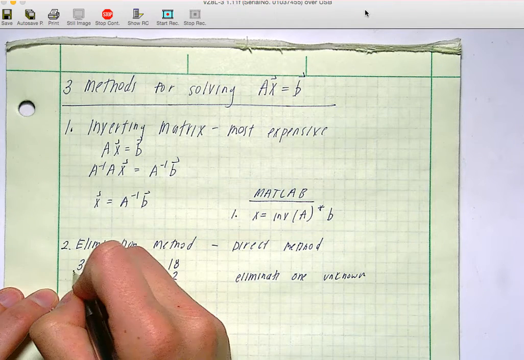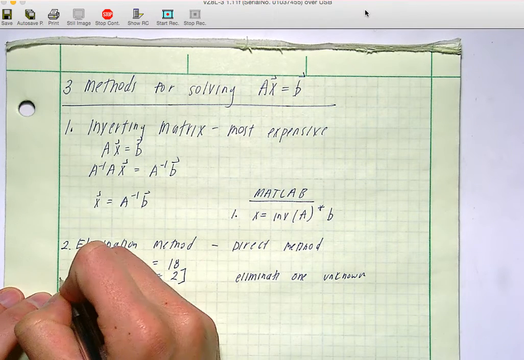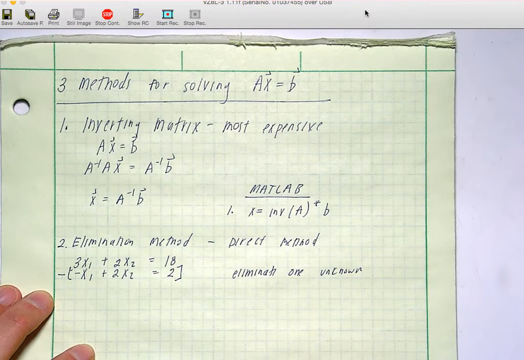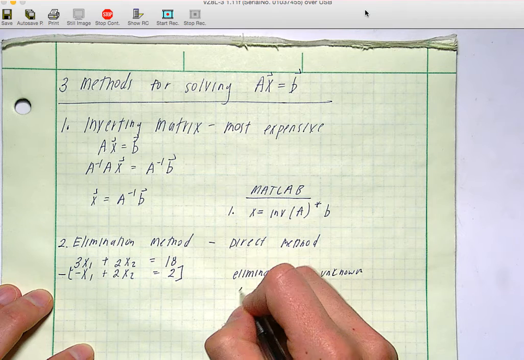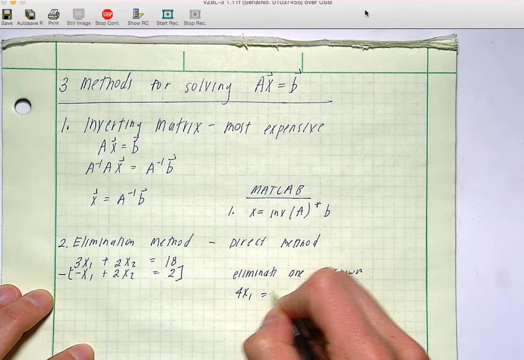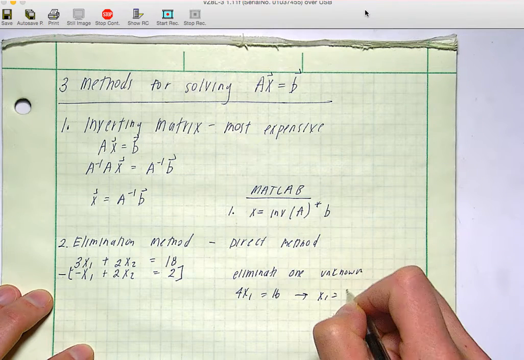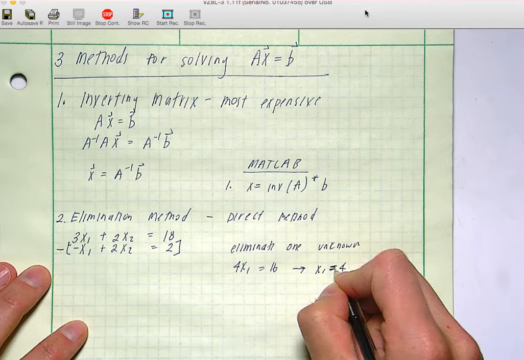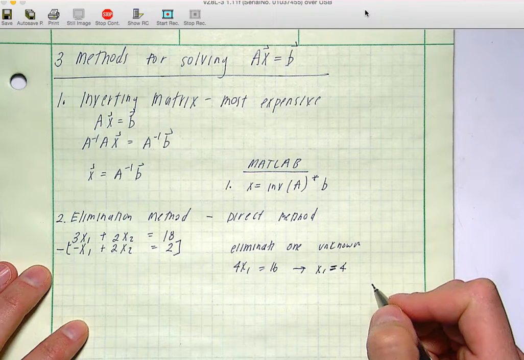So one way to do that is you could just subtract the two equations. It'll get rid of x2, and you can solve for x1. So x1 would be 4.